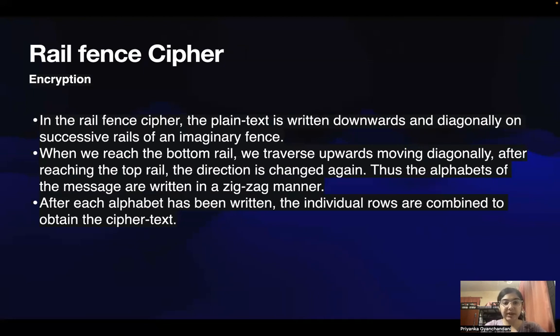When we reach the bottom rail, we traverse upwards moving diagonally like this. After reaching the top rail, the direction is changed again. Thus, the alphabets of the message are written in a zigzag manner. After each alphabet has been written, the individual rows are combined to obtain the ciphertext.